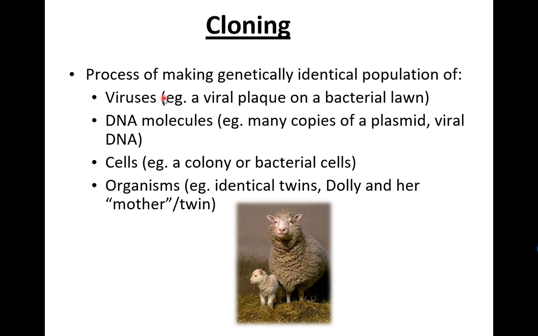You can do that with cells. You can start with one cell, allow it to grow, and you make millions of copies of that, like bacteria. We do it all the time. You can do it with an organism, Dolly, right? This is an identical copy of the mother. The nucleus was taken from a somatic cell from the mother, put into an enucleated egg, and then you got this beautiful sheep. So that's another example. And then you can do that with DNA.